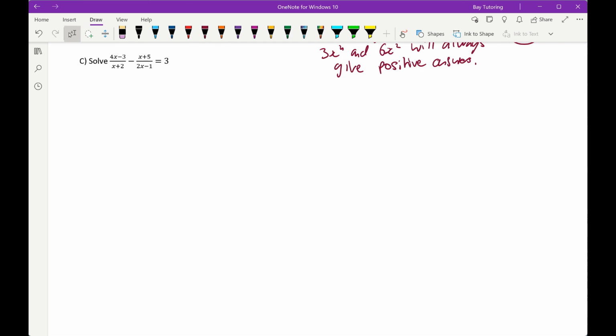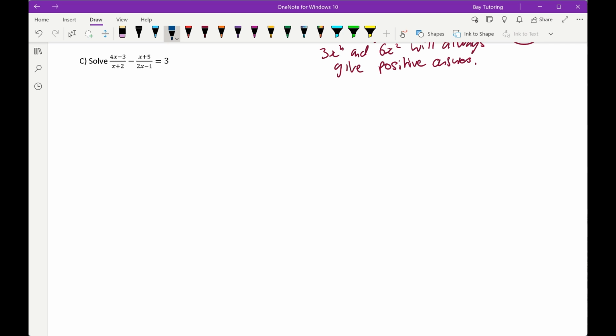Solve (4x minus 3) over (x plus 2) minus (x plus 5) over (2x minus 1) equals 3. Now, quite a lot going on there. So the key to this is understanding how to work with fractions, and specifically that if you want to add or subtract fractions, they have to have the same denominators. Now, as you can tell, these don't. So we need to make the denominators the same.